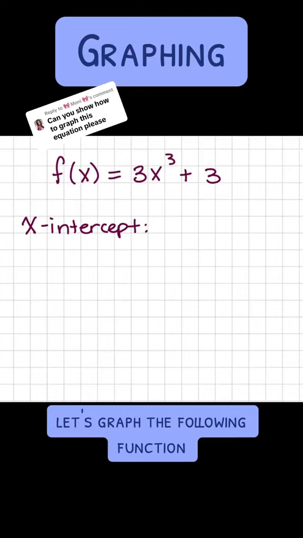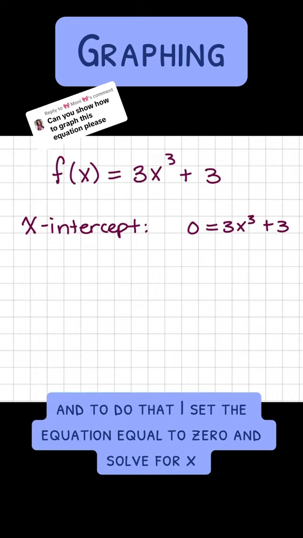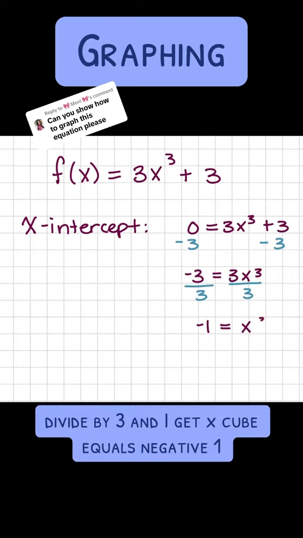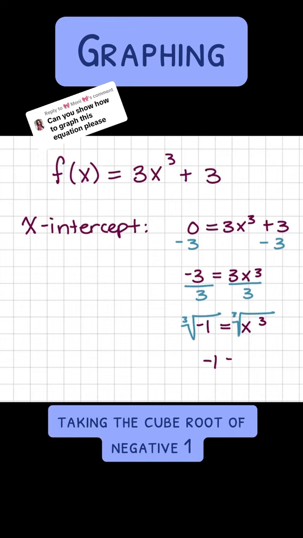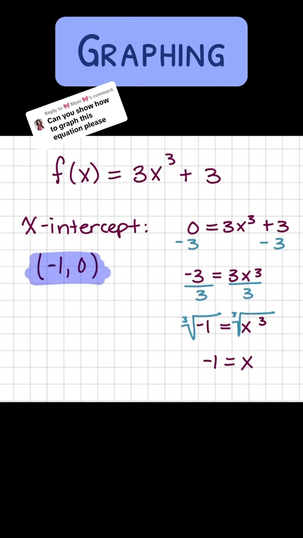Let's graph the following function. First, I'm going to find the x-intercept. To do that, I set the equation equal to 0 and solve for x. So, some simple algebra: subtract 3 on both sides, divide by 3, and I get x cubed equals -1. Taking the cube root of -1, I get -1. So my x-intercept is (-1, 0).